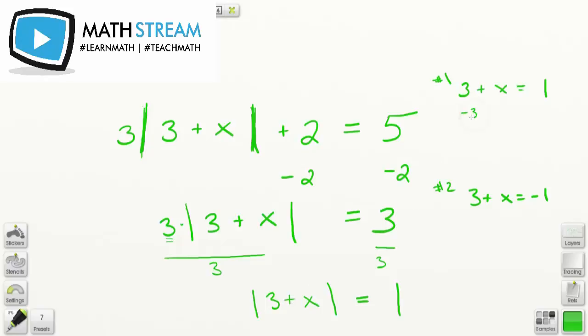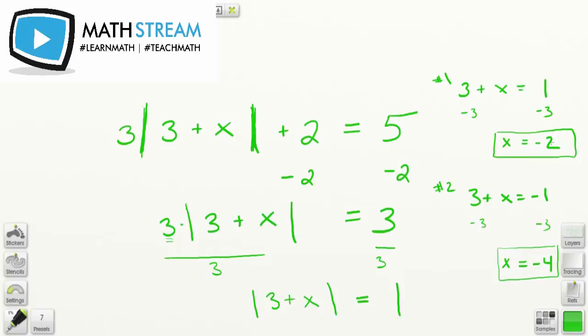So I subtract 3 from both sides and I get x equals negative 2. Subtract 3 from both sides here, and I get x equals negative 4. Negative 1 minus 3 is negative 4. So my two solutions are x equals negative 2, and x equals negative 4.